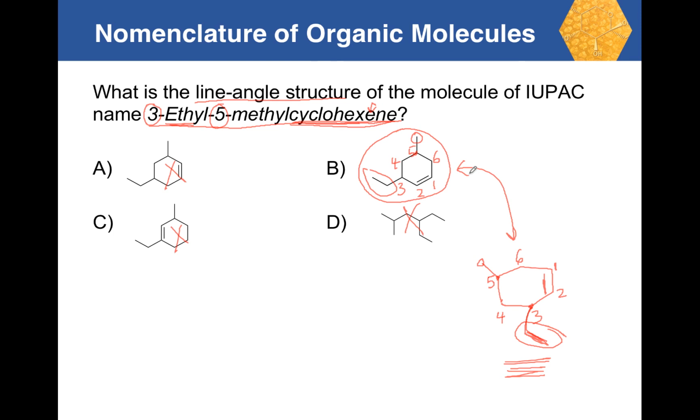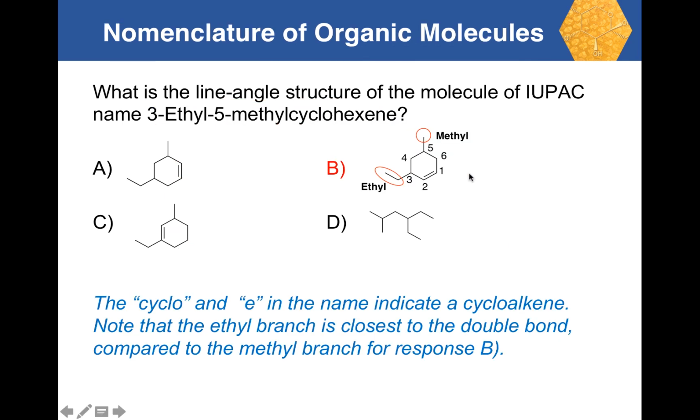So again, you have flexibility in how you draw these molecules. That's why when I post my answers, I say possible solutions. Let's see what the answer key says here. The answer key gives B as the answer, and as you can see, we have the numbering as we did before. Remember to go in this direction because here is your double bond. And here's your ethyl group, here's your methyl group, in position number 3 for the ethyl and number 5 for the methyl. So this is your answer B.